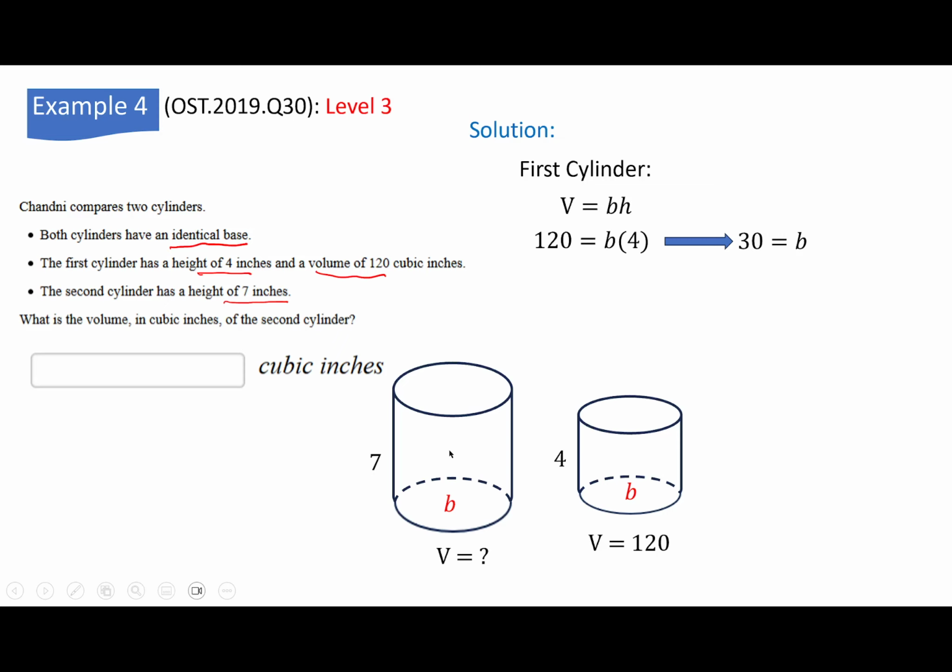Now I use it in the second cylinder. Base times height, 30 times 7, 210 cubic inches. That's it. Very simple.